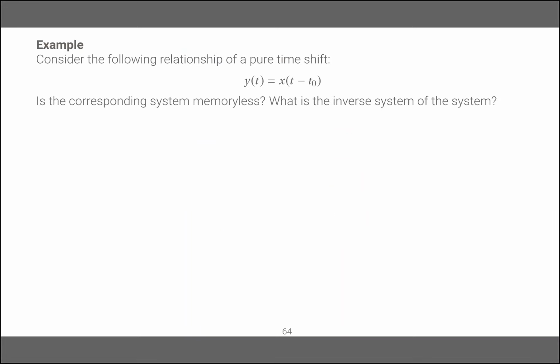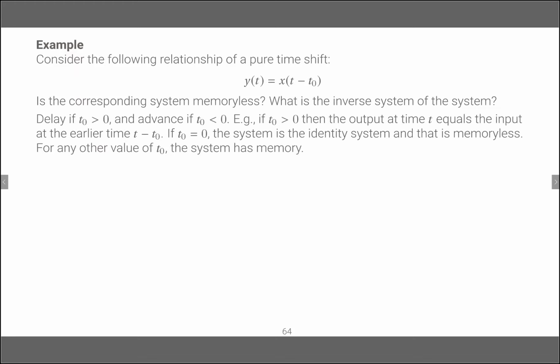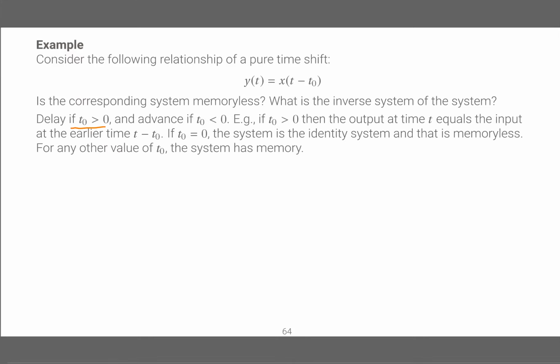So let's consider an example. Consider the following relationship of a pure time shift. If the corresponding system is memoryless, what is the inverse system of the system? If t0 is greater than 0, the time delay is a delay, and it is an advance if t0 is less than 0. For example, if t0 is greater than 0, then the output at time t equals the input at an earlier time t minus t0. If t0 is 0, the system is the identity system, and it is memoryless. For any other value of t0, the system has memory, because it is actually taking input values from the future or from the past.